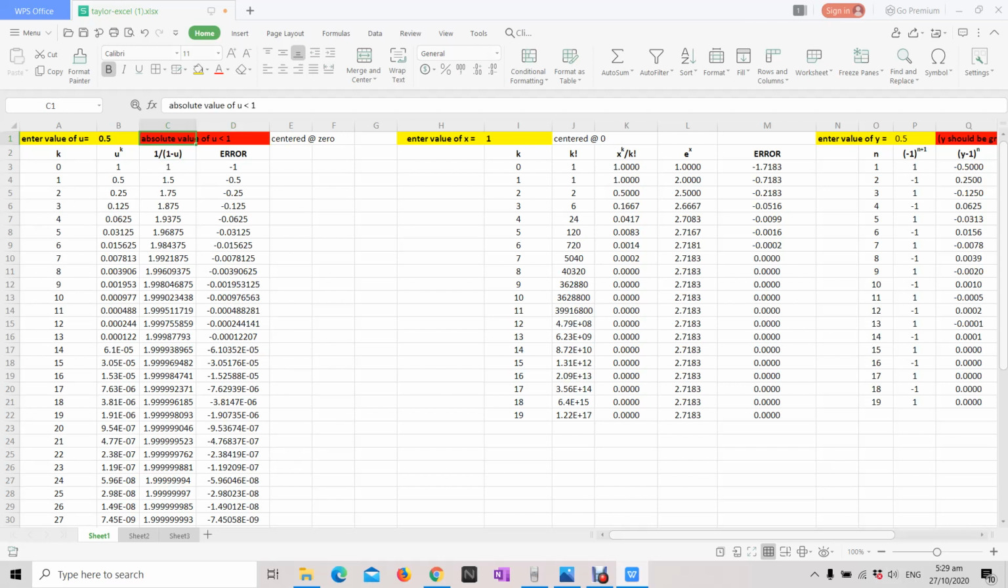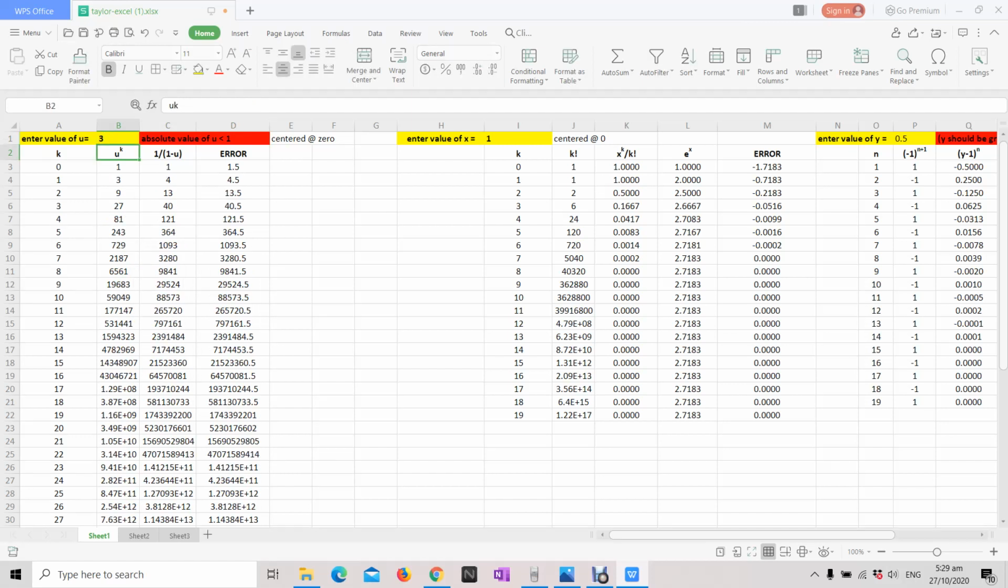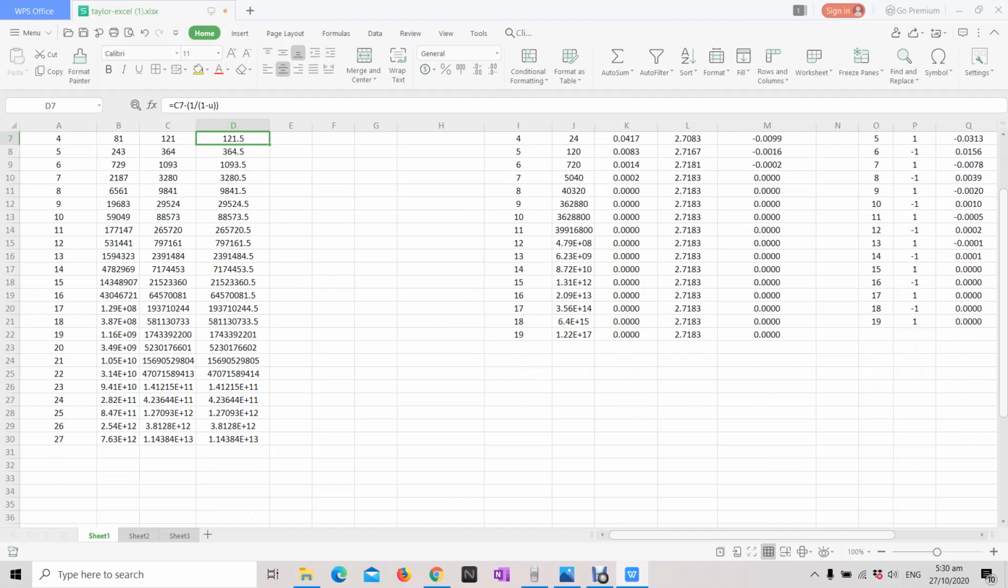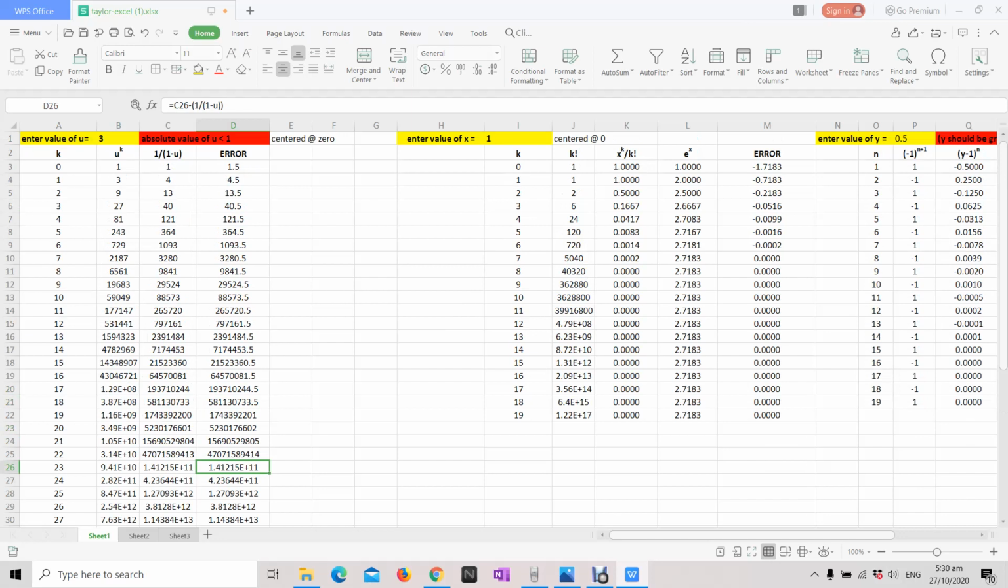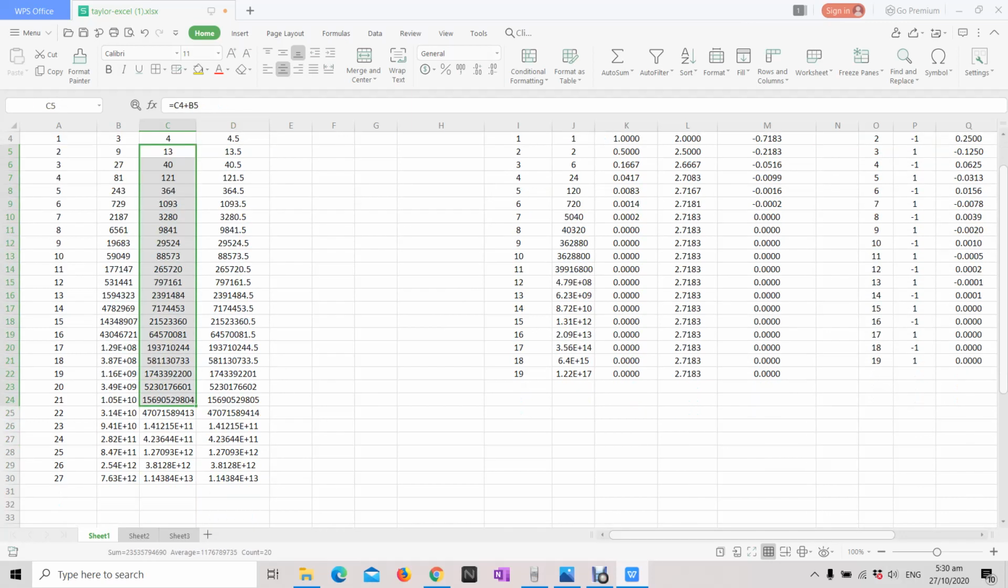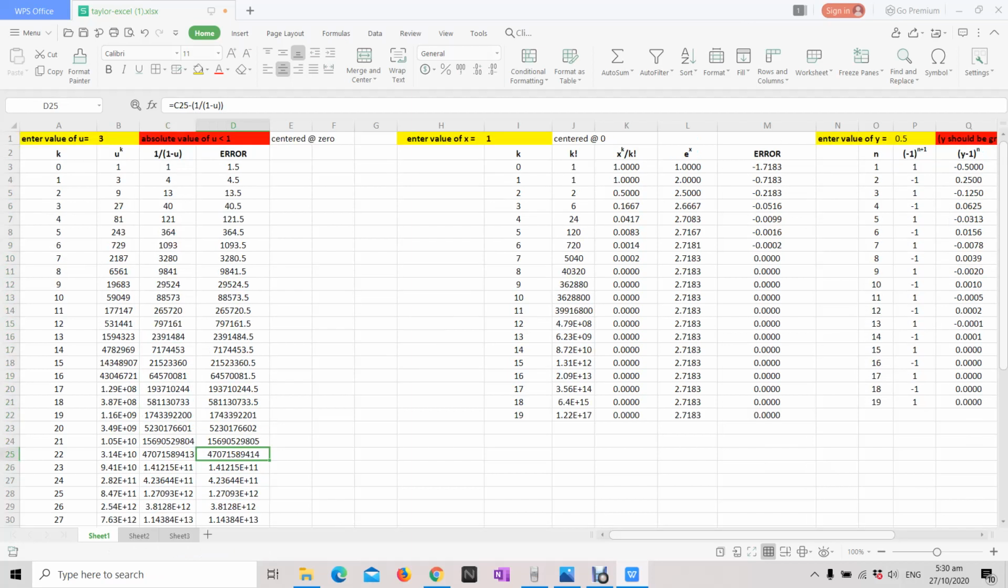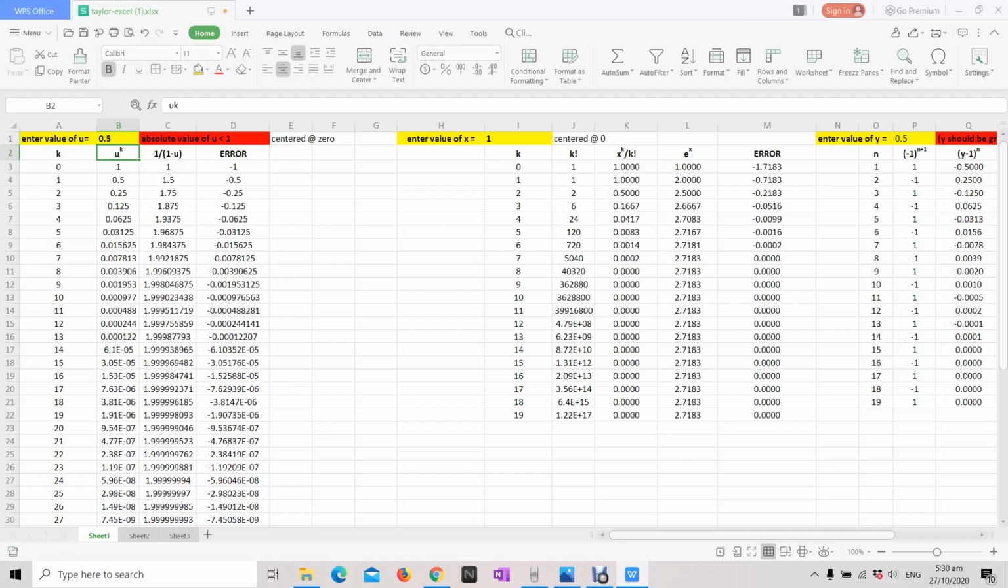So, the absolute value of u should be less than 1 because, let's say, if we entered a higher value of u, let's say 3, it will have a very large error. Okay? And the approximation will no longer be accurate due to the huge error. So, we can only be using values less than 1, for example, 0.5.